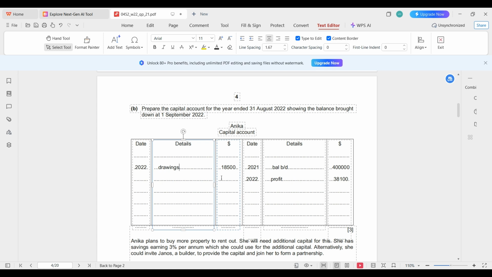So they go on the debit side, because they reduce your capital. So your capital balance at the beginning of the year, credit. Profit for the year, credit, because it increases your capital balance. Then your drawings, you debit. And then after doing that, what do you do next?